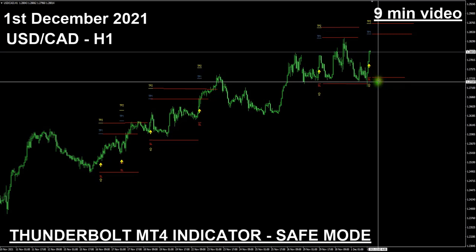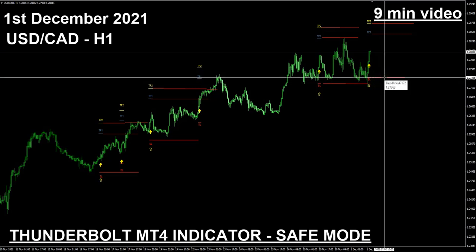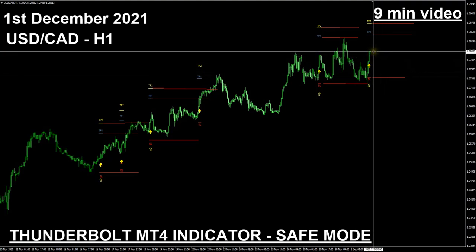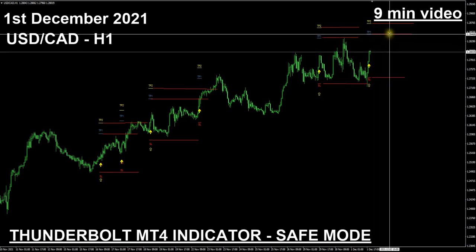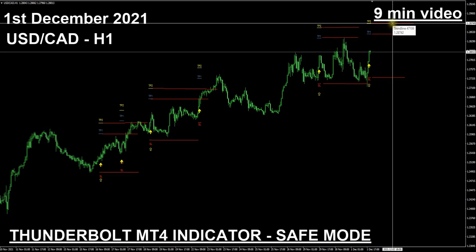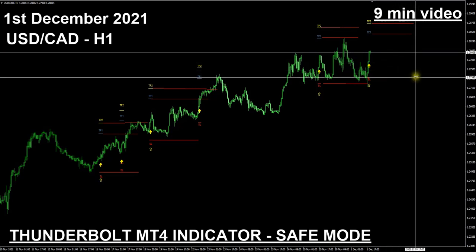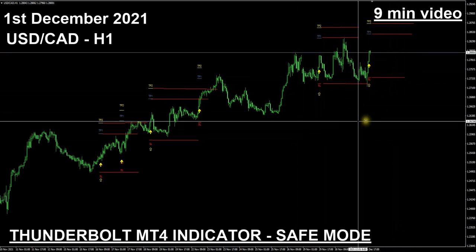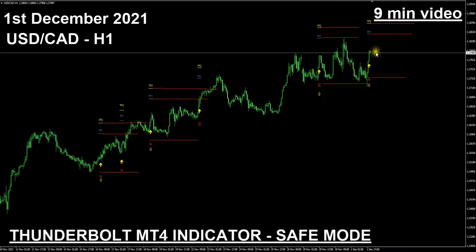The stop loss was to be set at 1.27356. The alert was opened at 1.28027. The first take profit is 1.28460, and take profit 2 was at 1.28749.